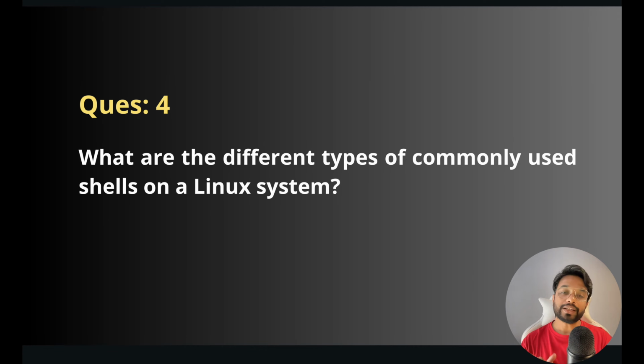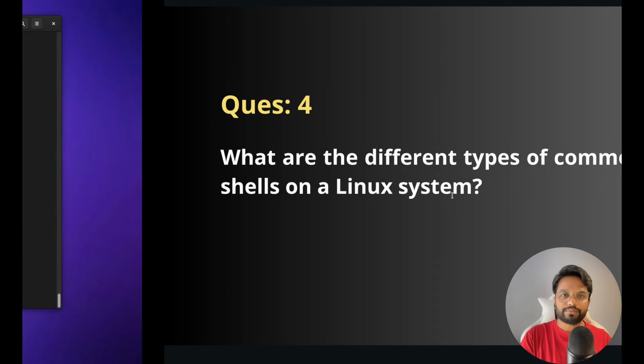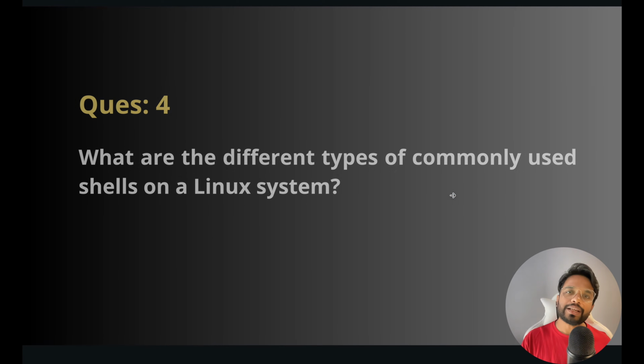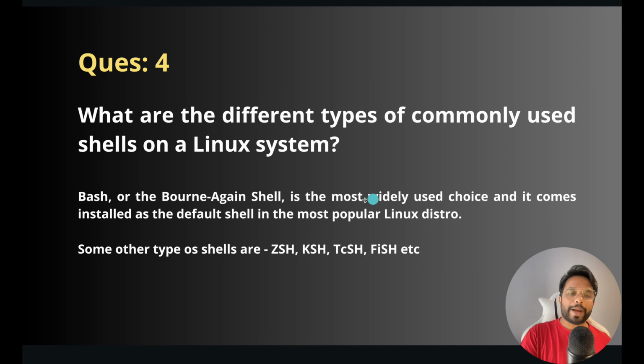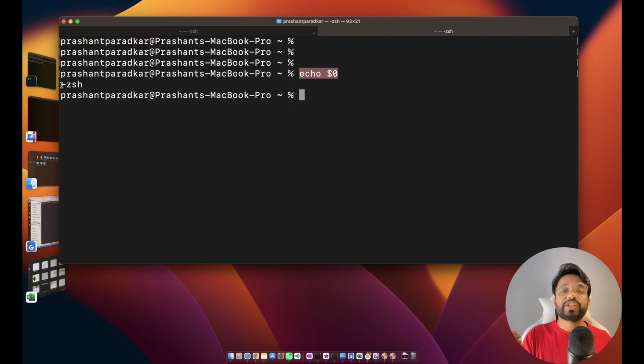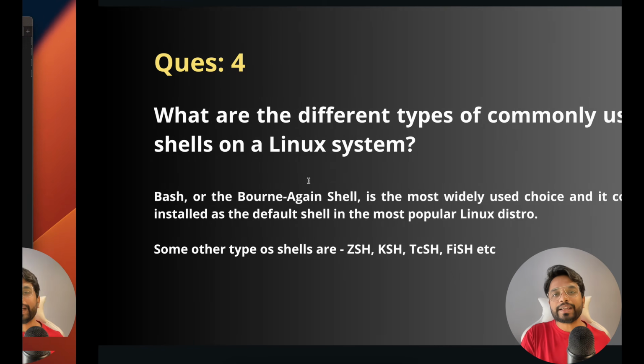Question number 4, what are the different types of commonly used shell on a Linux system? So we have already seen, okay, right now I am using the bash, but is there any different types or other types of shell? Yes, of course, we do have. So bash or the Bourne Again shell is the most widely used. So most widely or commonly you will see bash, but apart from that, there are some other types of shell also like Z shell, K shell, TSH, fish. Currently, the default shell on my MacBook is Z shell, but on the Linux environment, it is bash.